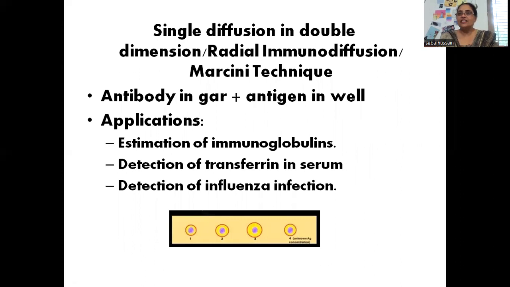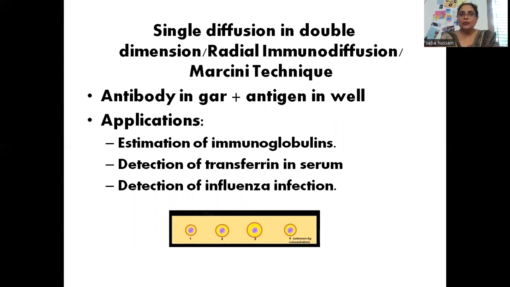Another one is single diffusion in double dimension. This is performed on a slide, on a plate containing agar. Wells are made. Why was I calling it a slide? Because in this, wells are made. A square plate can also be used, which is plated with agar. In agar, we form wells. That means we remove agar in between. So these are called wells.